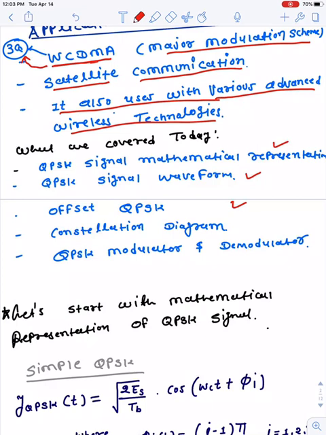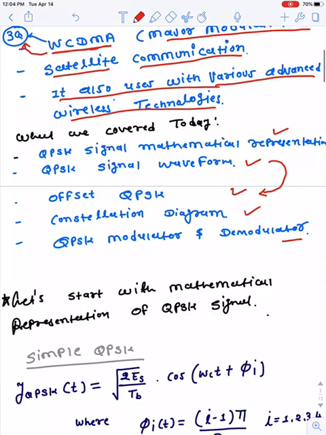Why we need to transition from QPSK to offset QPSK, why we have to migrate from QPSK to offset QPSK, that is what we try to learn in this lecture. Then we discuss the constellation diagram of both of them. And then we discuss the QPSK modulator and demodulator. So these are the portions that we are going to cover in today's lecture.